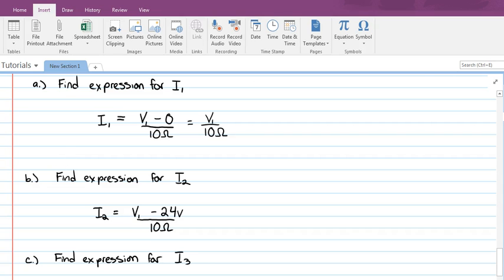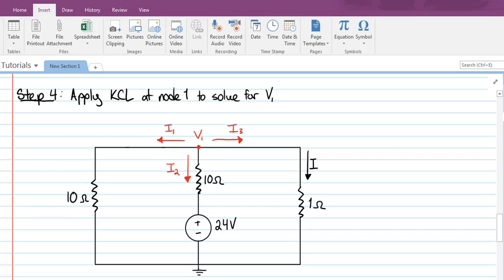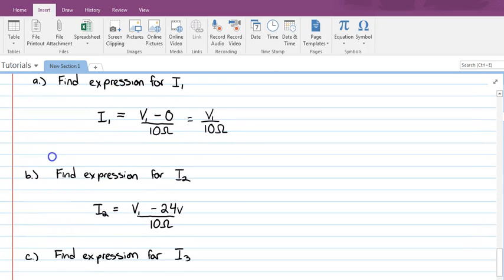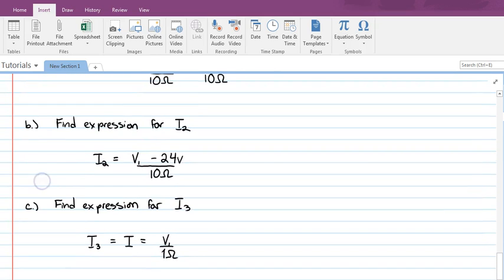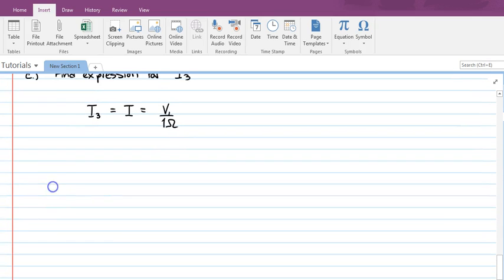Now let's find an expression for I3. So I3 in this circuit is actually equivalent to I, and we've already found an expression for I. So I3 is equal to I, which we know is equal to V1 over 1 ohm. So now let's create our KCL expression again. Kirchhoff's current law tells us that I1 plus I2 plus I3 is equal to 0 amps.